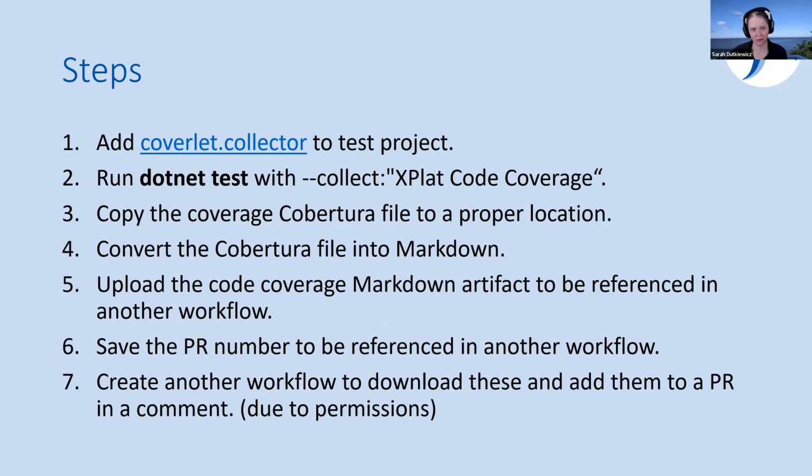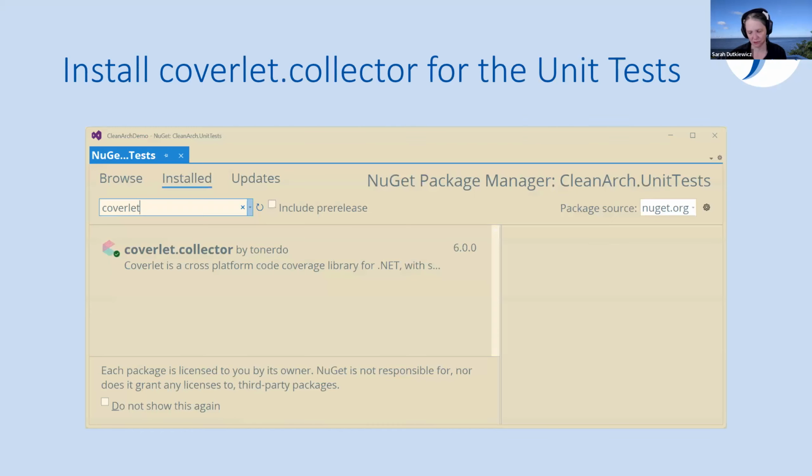So you're going to add the coverlet collector to your test project. When you want to gather your coverlet metrics, you have to include the --collect "XPlat Code Coverage" as part of dotnet test. Then we're going to copy that coverage Cobertura file to a proper location. This step is actually optional. We don't need that anymore. But we do want to convert the Cobertura into a markdown, then take that markdown and add it to our PR. Again, yes, you could do this with ReportGenerator, but it gets to be a little more detailed than we want.